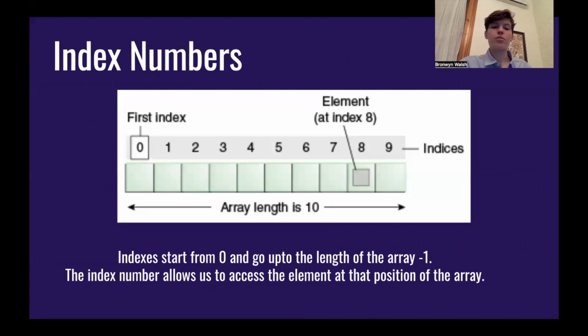Now that we know how to make an array, we need to understand its components. First, we have the index numbers. This works the same way as it does for strings, where the first position is assigned 0. The variable or value stored in each index is known as the element at that index. For example, the element at index 8 is the element stored at index 8.